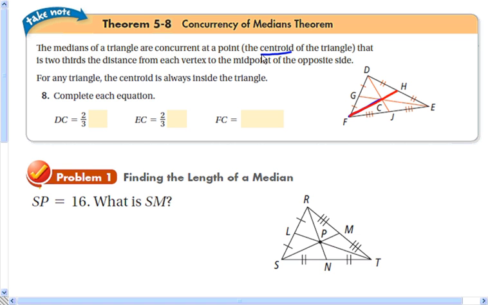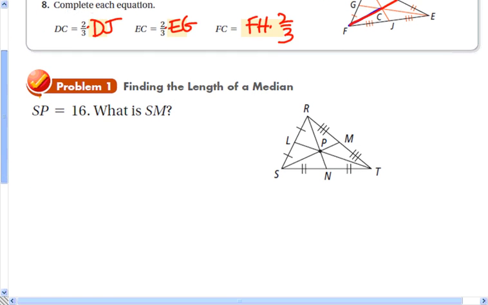So DC is 2/3 of DJ. BC is 2/3 of BG. And FC is 2/3 of FH. So we can use that to find the length of the median.